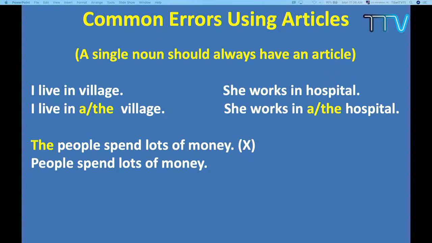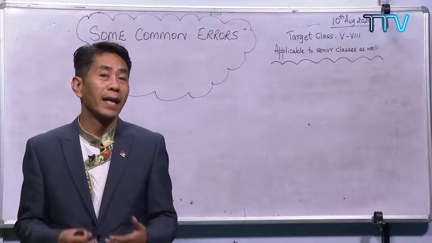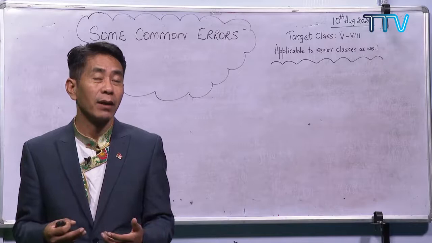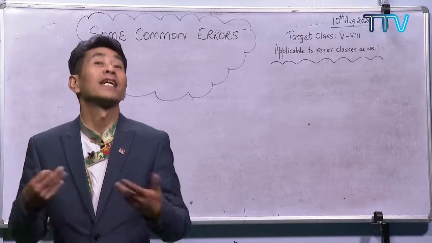For example, next one, "The people spend lots of money." When we talk about people, we are talking about people in general. So there is no need for you to write the definite article. Sometimes we also make mistakes while using the definite article.